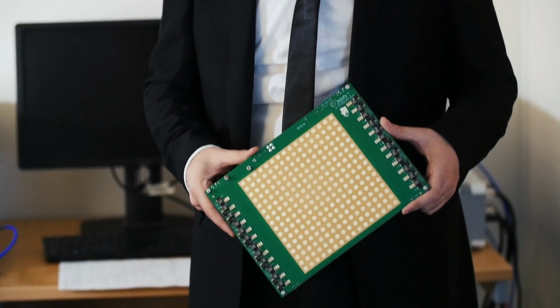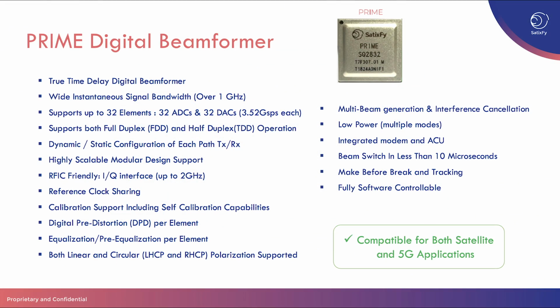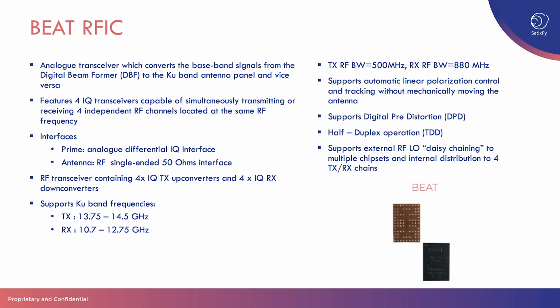In this video, we will be introducing and demonstrating our new 256 element electronically steered multibeam antenna for the KU band. The antenna is driven by the SatixFy multibeam and multiband digital beamformer chip Prime and the SatixFy KU band RFIC chip Beat, which were introduced in the first video.